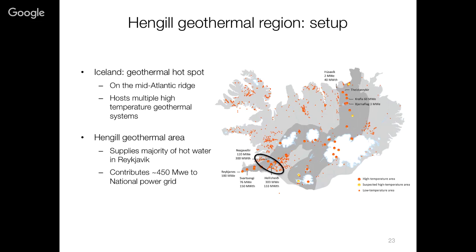So basically, Iceland is on the Mid-Atlantic Ridge, so it's being pulled apart, and these big dark spots here are high temperature areas. So there's lots of fumaroles, lots of hot springs.